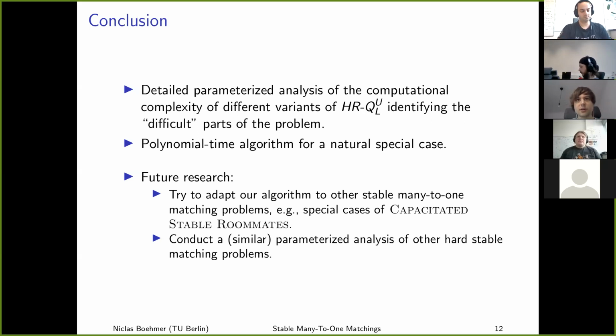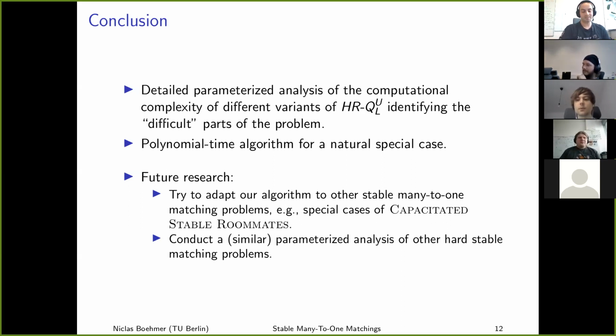Even stronger, most of our reductions even work if the number of residents that accept each hospital is exactly the same as the lower quota. So even if we already know exactly that if the hospital is open, then those residents need to be matched to the hospital, even then the problem is still hard. Okay, interesting, thanks. Yes, I was about to ask for this tightness parameter because it sounded natural somewhat.